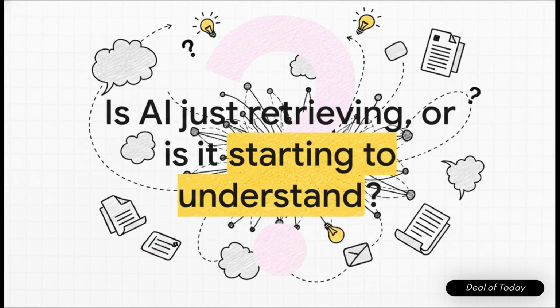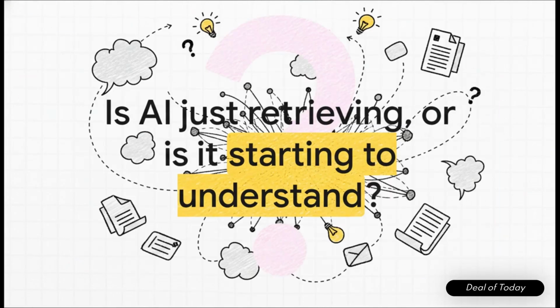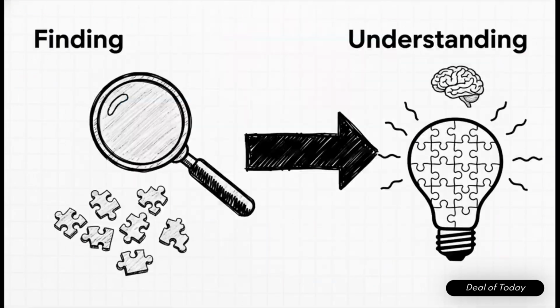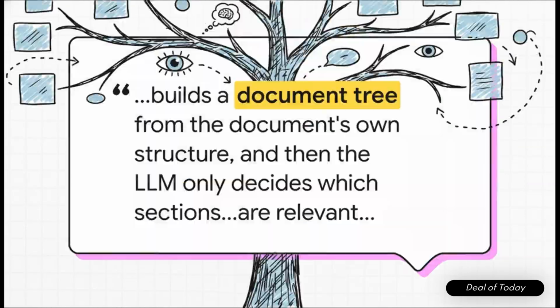And that brings us to one last, pretty mind-bending question. As these systems get better and better at reading between the lines, connecting all these different pieces of information, are they just getting better at retrieving stuff, or are they actually starting to understand it? That line is getting blurrier every single day.